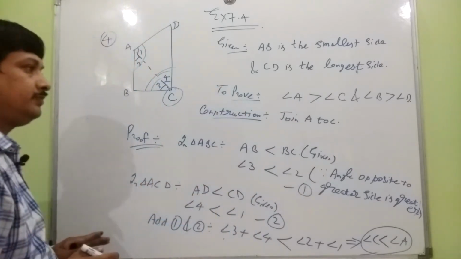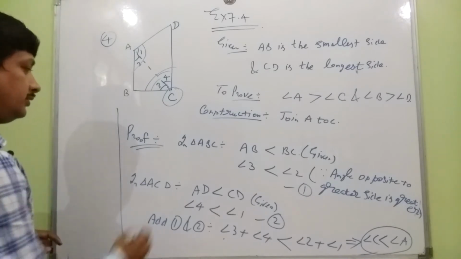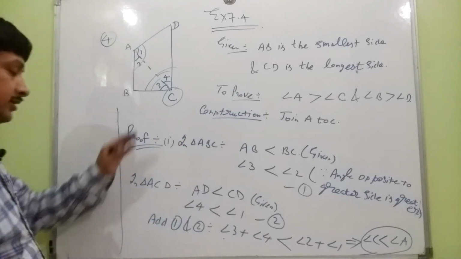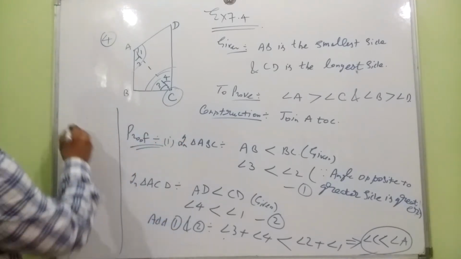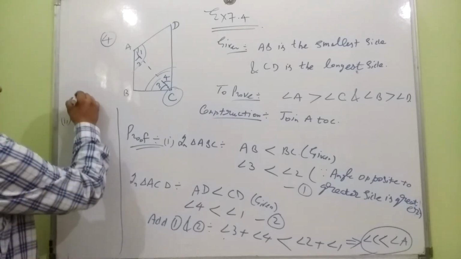Now for angle B and angle D, what will we do? We will repeat the steps, but we will do the construction differently. We will make the figure again.